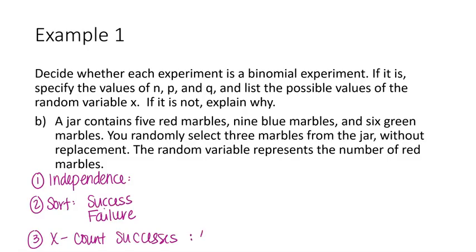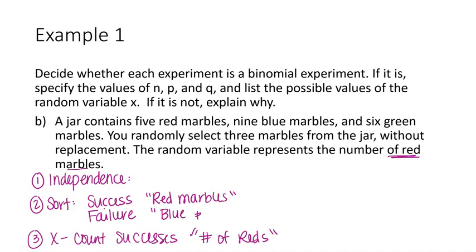The random variable represents the number of red marbles. So my success is red marbles. That is what I'm trying to count or look for. So X is going to count the number of reds. Because all I'm looking for is a red marble, the blue and the green are what we're going to say is a failure. So this is still, at least so far, eligible for binomial.